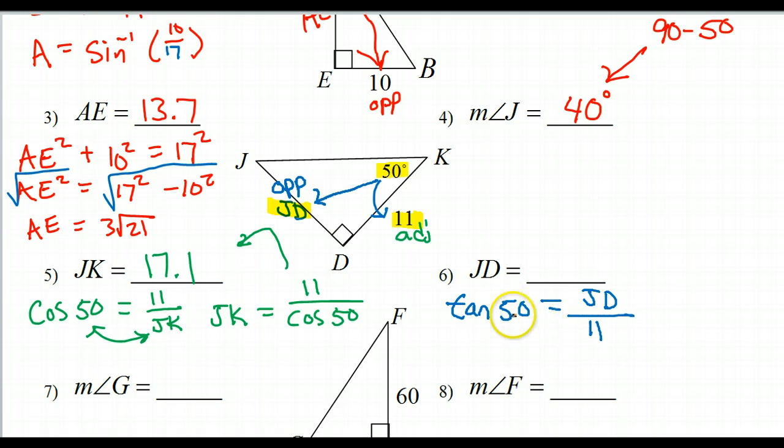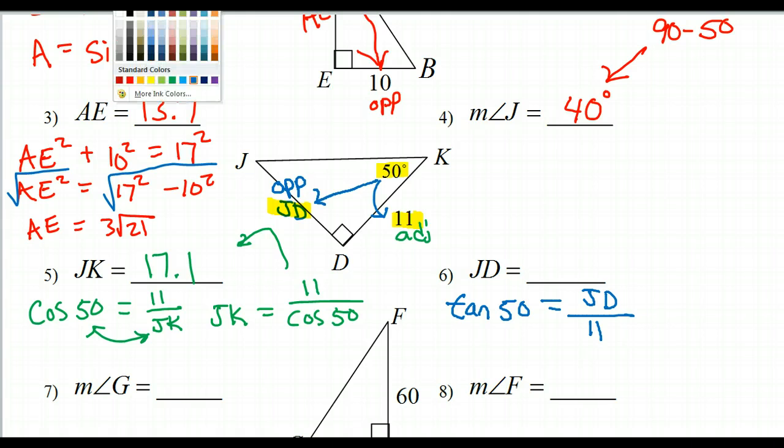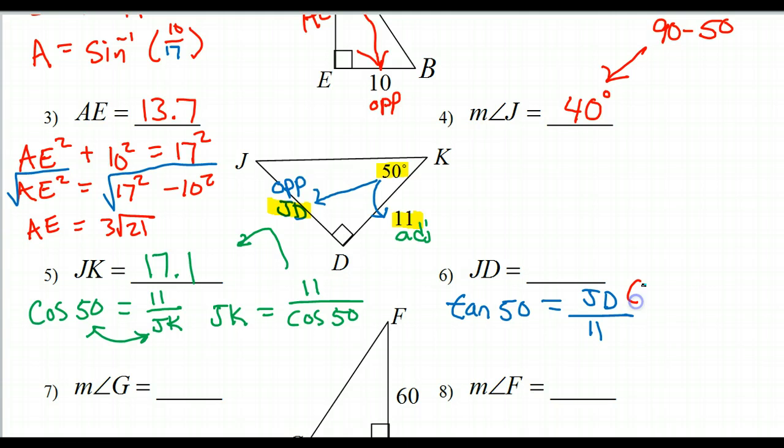We won't be doing any swapping this time because the variable is in the top. When the variable is in the top like this, the easiest thing to do is just to multiply both sides by the denominator. Multiply by 11. That cancels out. That means I have 11 tangent 50 is equal to JD. So I can just put that in my calculator. 11 tangent 50, that is 13.1.